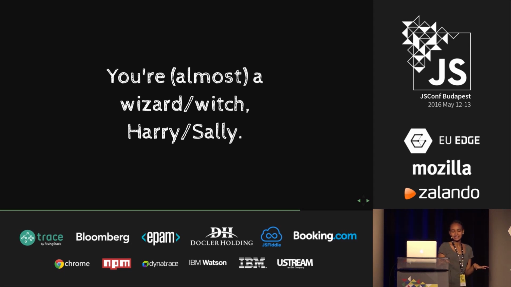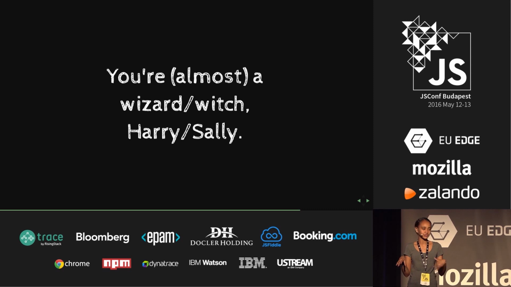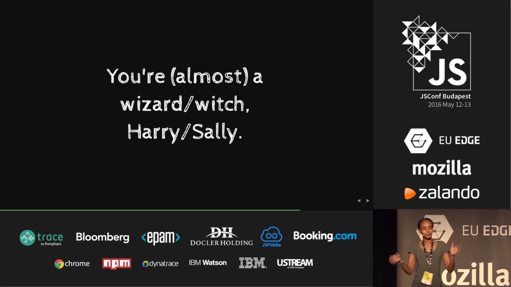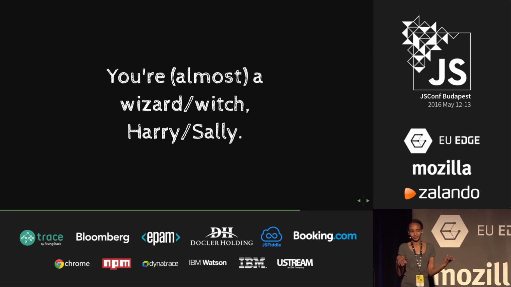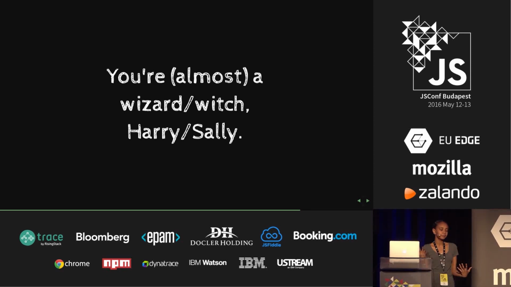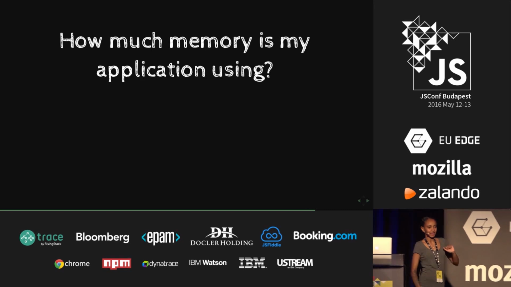So at this point, you're almost masters of memory management in JavaScript. You have an understanding of why we care about it, what memory management is from a general perspective, how it works in JavaScript, how the V8 garbage collector works. Now you want to start to apply these. And really the best way to approach this is to start by asking yourself two simple questions. The first is, how much memory is my application using?